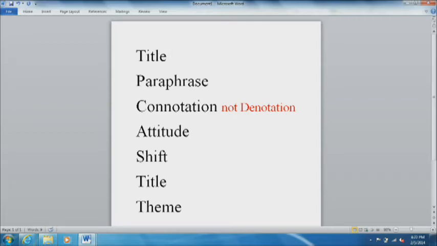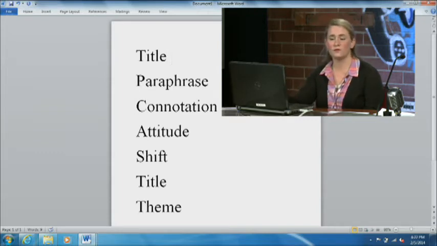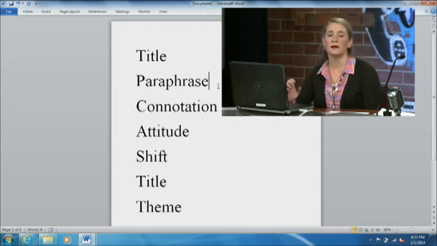So you read the poem's title first without thinking or reading anything in the poem, and you think about what you think the poem's going to be about just based on the title. So you write down your general first thoughts. Then read the poem and move on to paraphrasing it. When you paraphrase something, you put it into your own words.